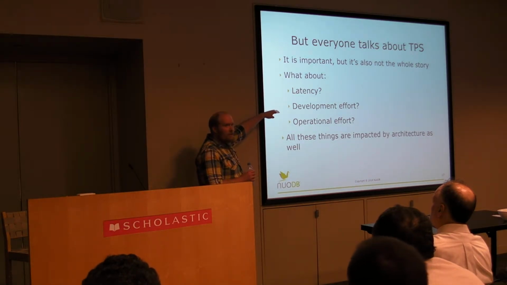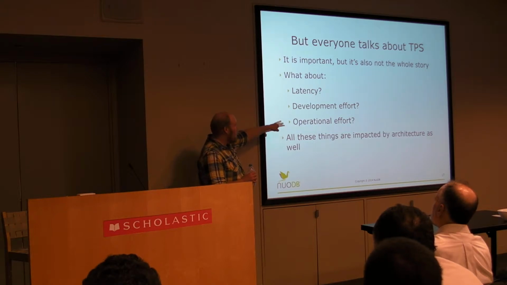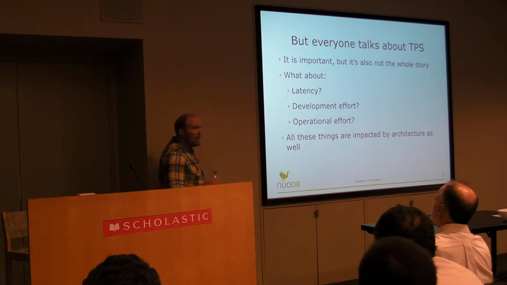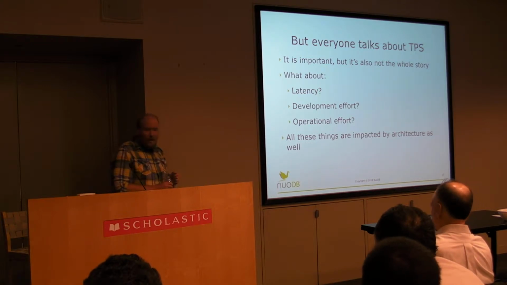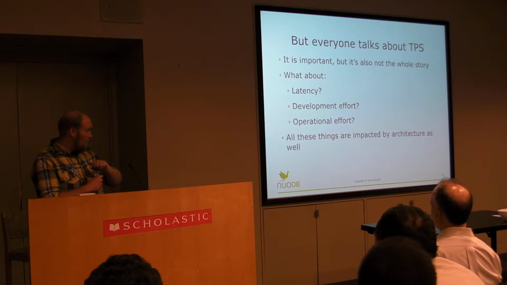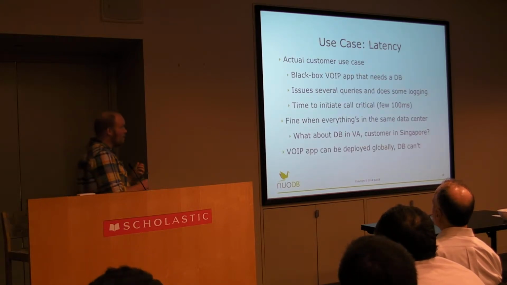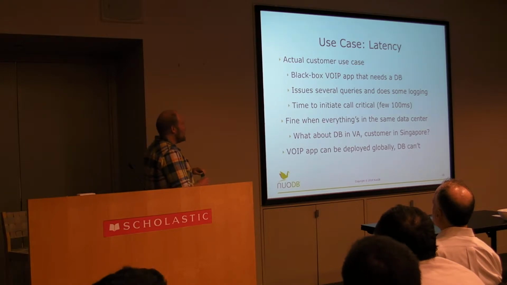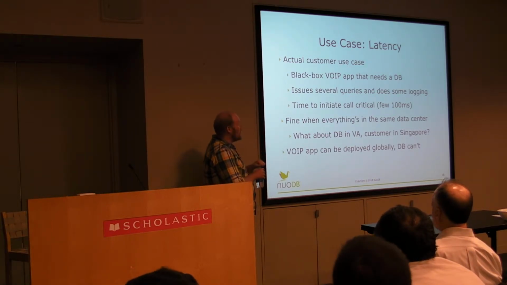Development effort. If you can roll your application out 6 months before the other guy, that's a huge win. Operational effort. If you don't need to hire an army of people to run your database, it's also a huge win. And so all these things are going to be functions of the underlying architecture as well. And the main focus of this talk is to go through use cases where the architectures show their weaknesses and strengths. So the first use case is latency.